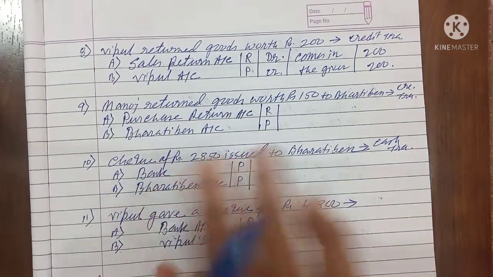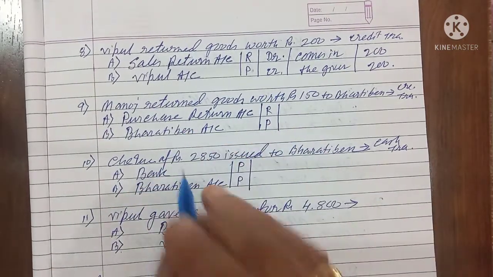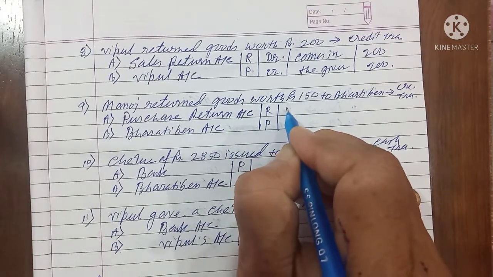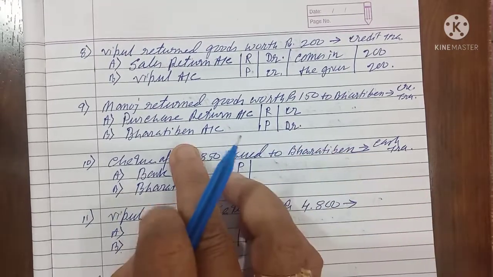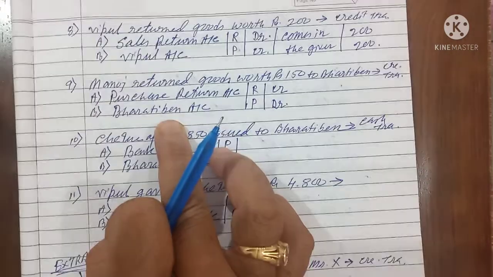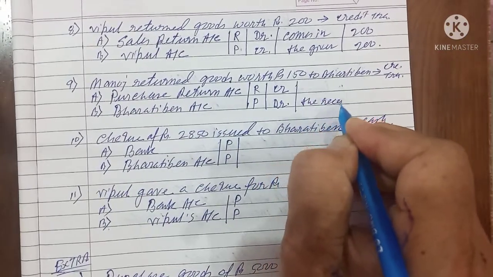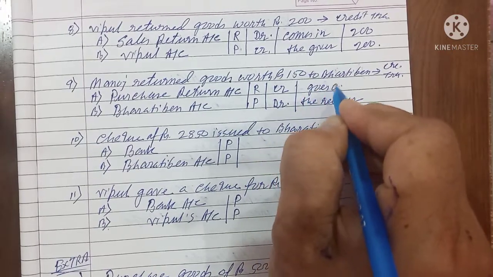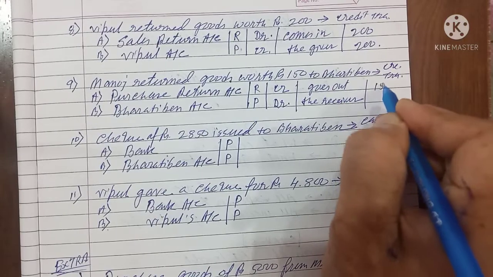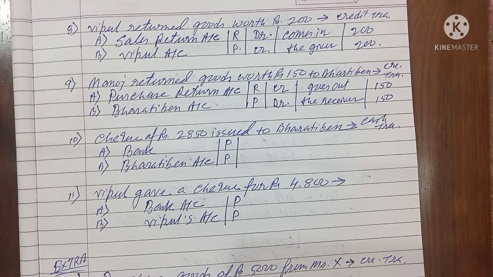Manoj purchased, and afterwards did a purchase return. So once Manoj purchased, that time goods came in. Now with the purchase return, goods is going out. Goods going out means credit. And this is debit. Why? Because debit the receiver. Who is getting back the goods? Bhartiben. So debit the receiver, and this goes out. The amount is 150. Once you remember one formula, you will be able to understand quickly.